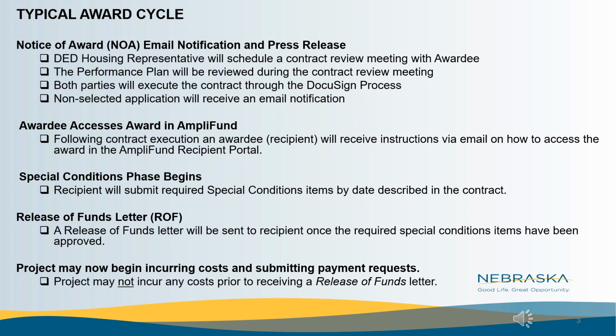The performance plan will be reviewed during the contract review meeting, and both parties will execute the contract through the DocuSign process. Once a contract has been executed, the awardee can access the award within Amplifund, and they will be able to begin the special conditions phase. During the special conditions phase, there are some required special conditions items that are described in the contract that have to be submitted to DED for approval. There is a date that will be included in the contract for the special conditions to be submitted by. This is typically in December of the award year.